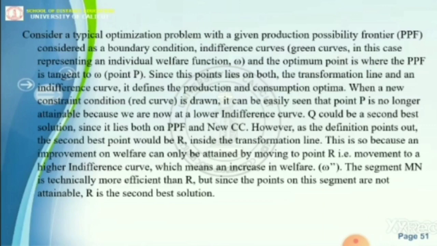Q could be a second best situation. That is our solution since it lies both on the PPF and the new CC. However, as the definition points out, the second best point would be R, inside the transformation line. This is so because an improvement in welfare can only be attained by moving to point R, that is, movement to a higher indifference curve, which means an increase in welfare, that is W double dash. The segment MN is technically more efficient than R, but since the points on this segment are not attainable, R is the second best solution.